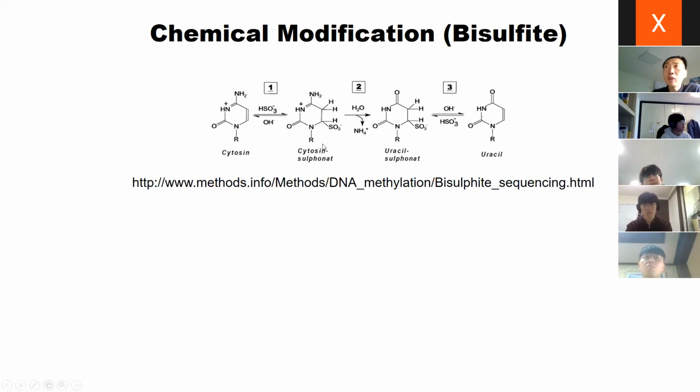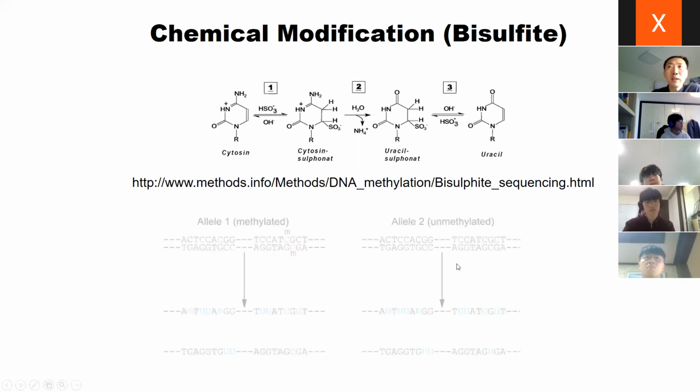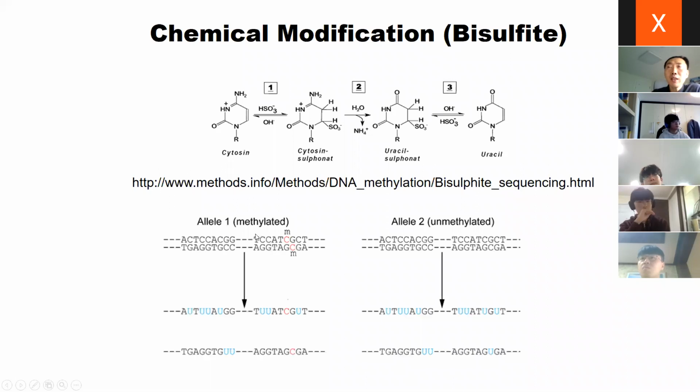So you need to do the chemical treatment first, changing cytosine to uracil, and then you read. If it is methylated, then it is not changed, so the end result will be the same sequence. But if that site is not methylated, the site is changed. Originally C, it becomes U, so the reading is different. Using this comparison, you need to do two different sequencings.